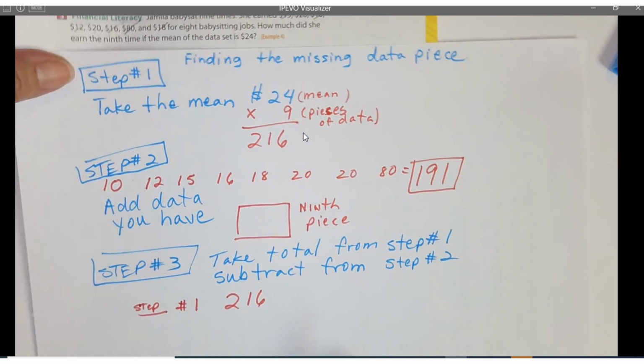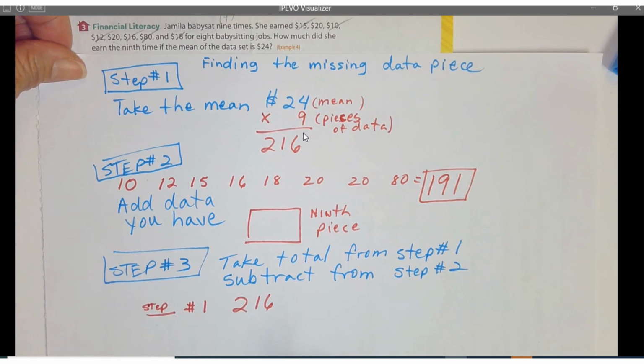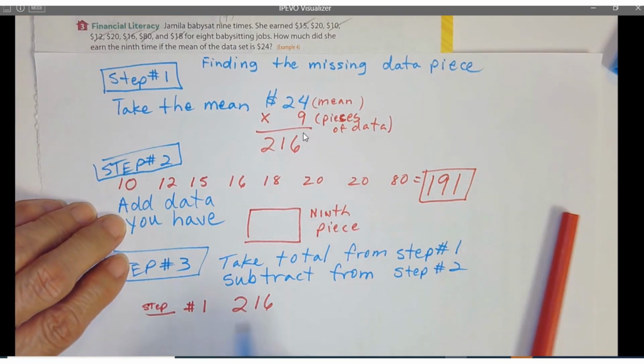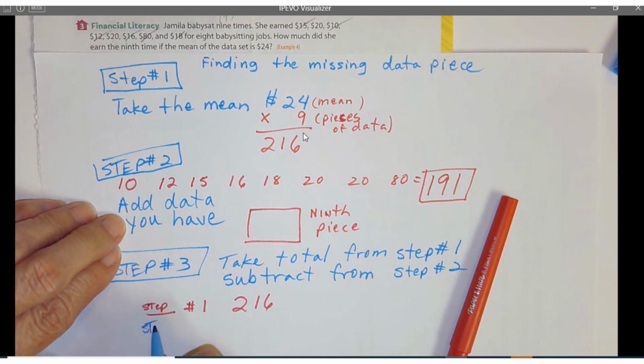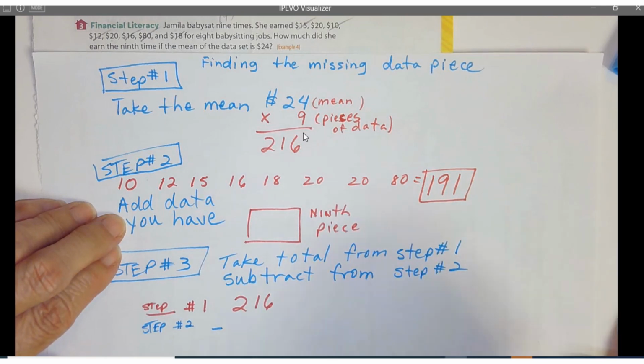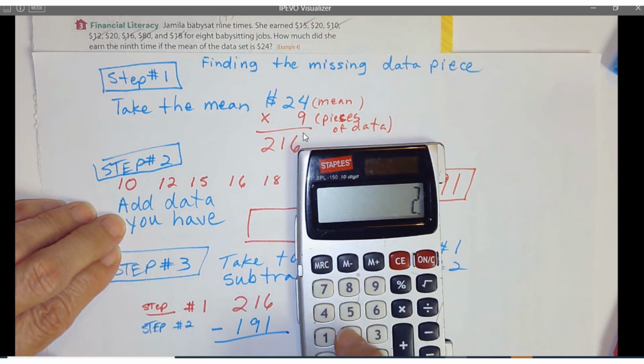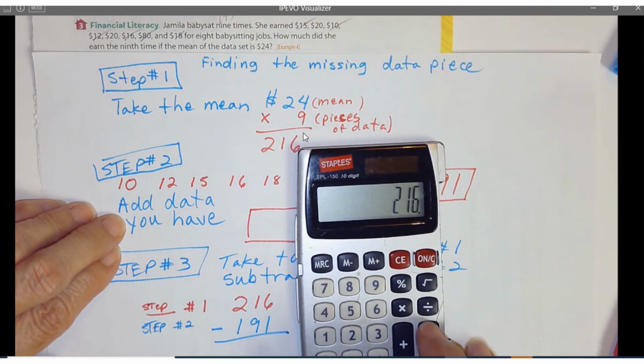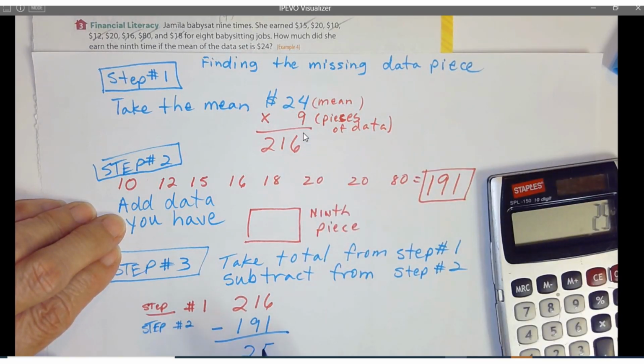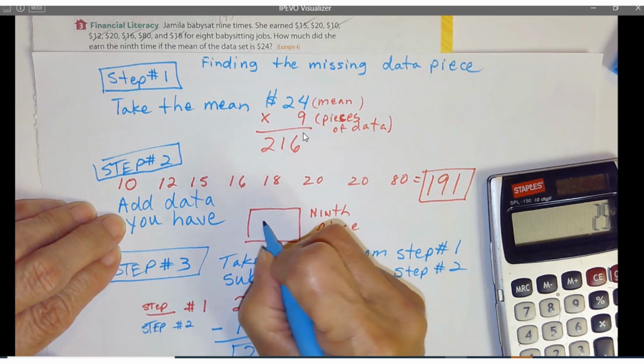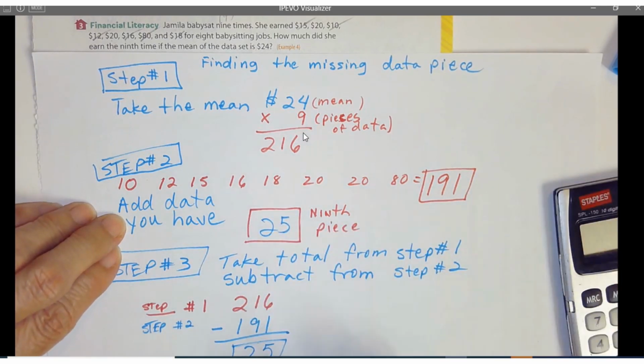Okay. I want to get this so you could see it pretty good. There we go. Minus step 2, which is 191. And your answer is 216 minus 191 equals 25. So this is your 9th piece of data.